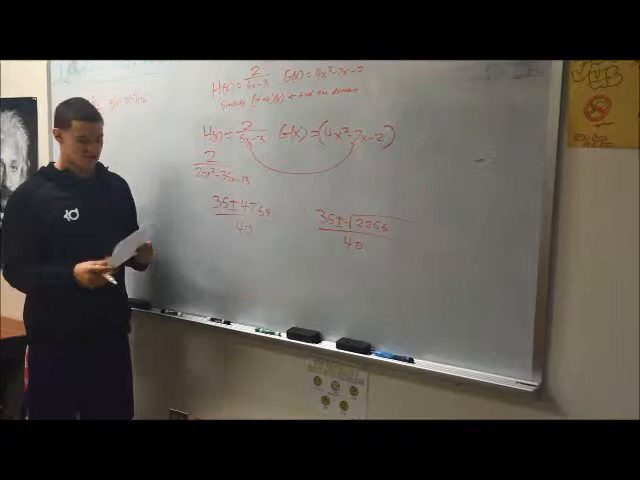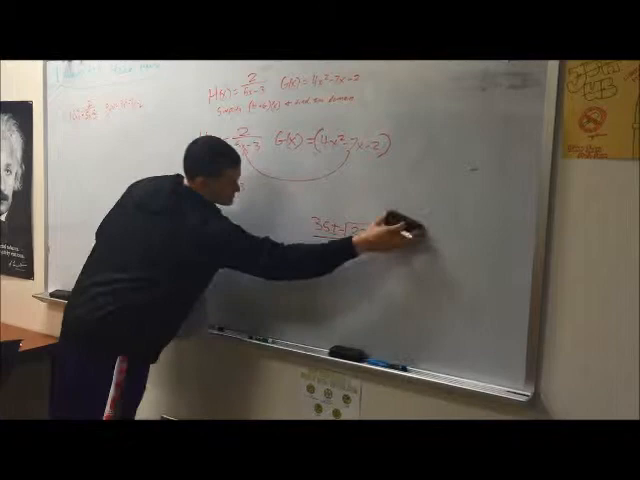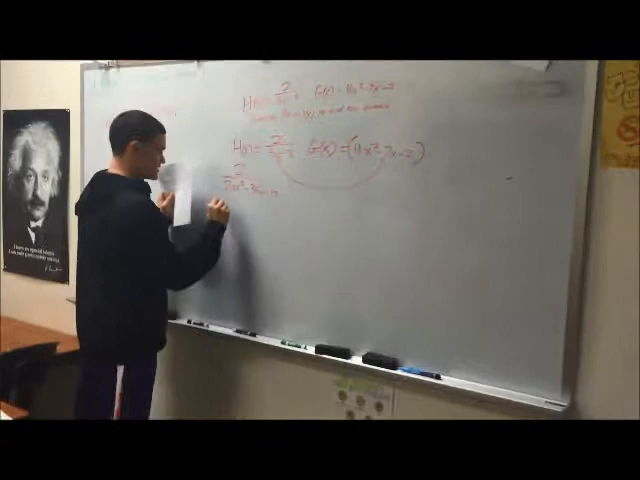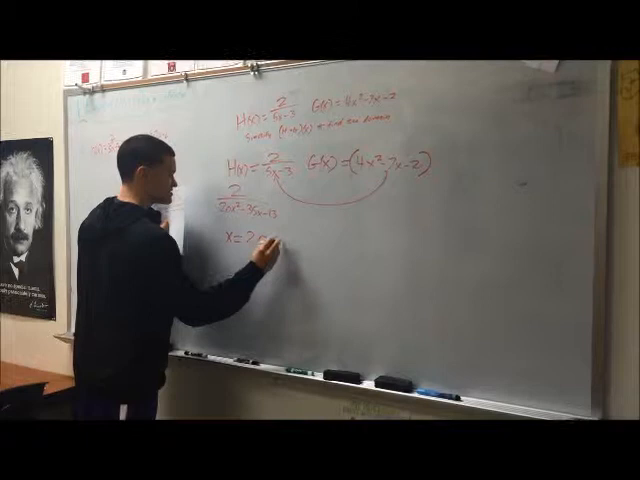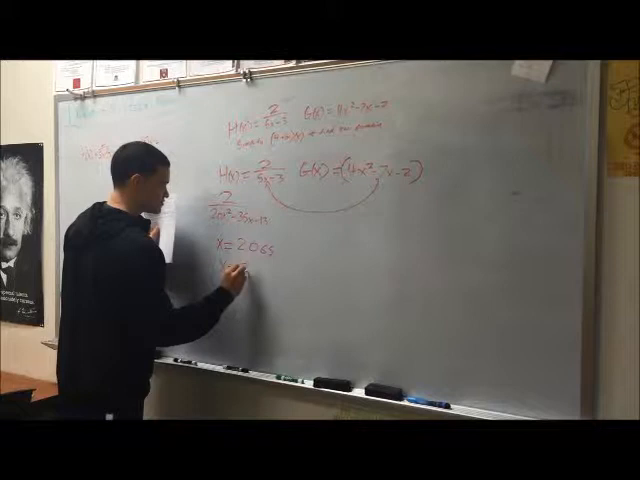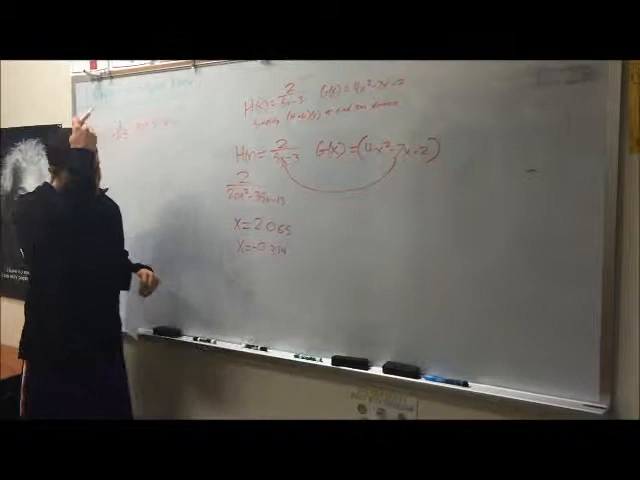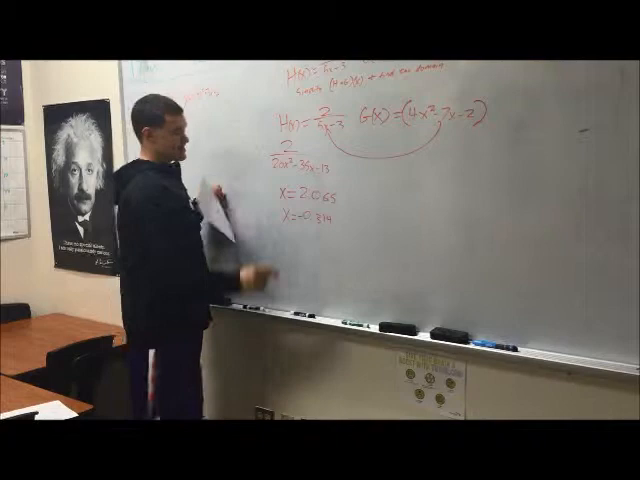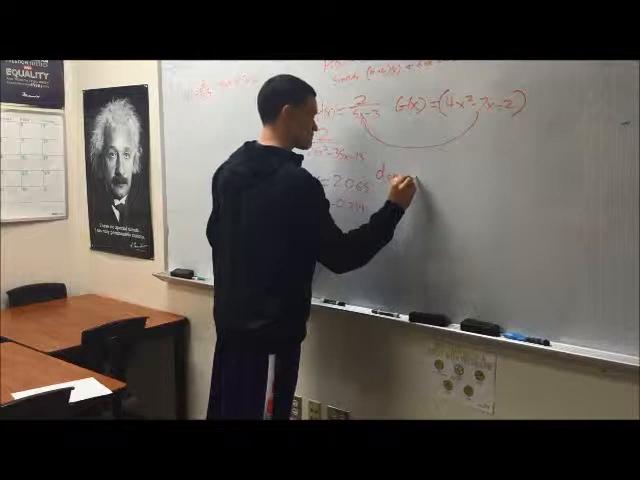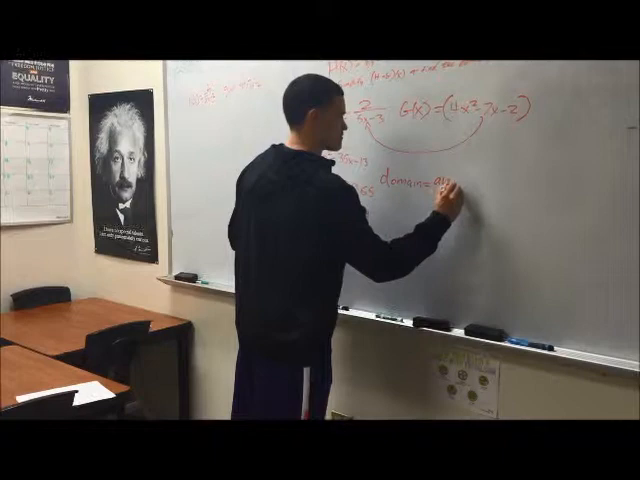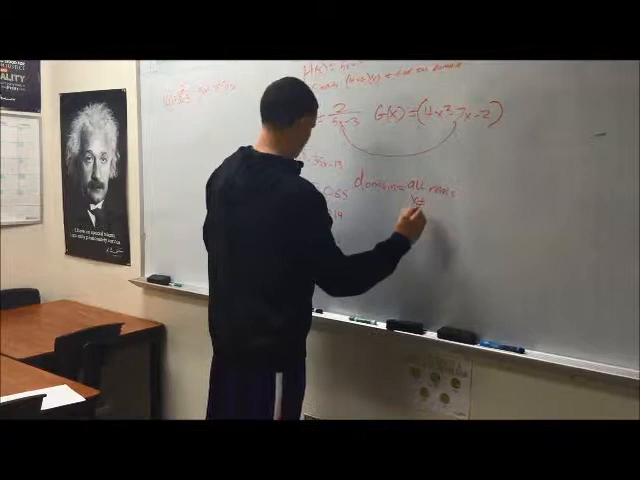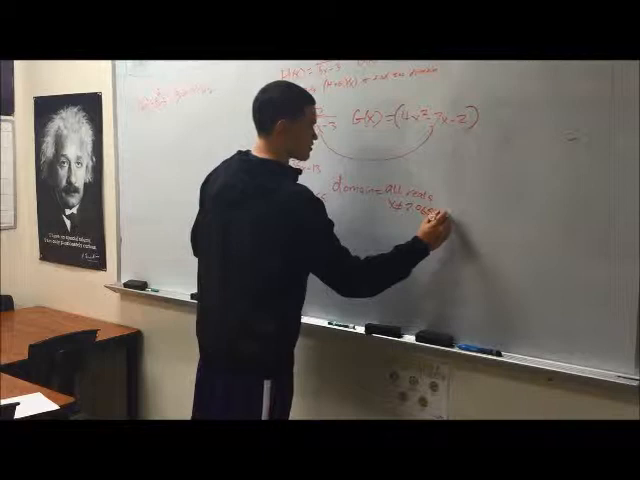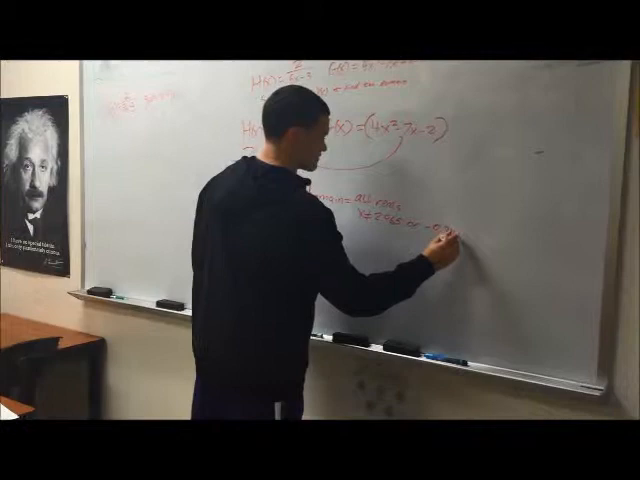Okay, I'm just gonna write the answers that we got to save some time. Okay, so we end up getting x equals 2.065 and x equals negative 0.314. Okay, so for the domain of the function, which is what we need to find. Okay, so the domain is simply all reals, x cannot equal 2.065 or negative 0.314, which is what we got right here.